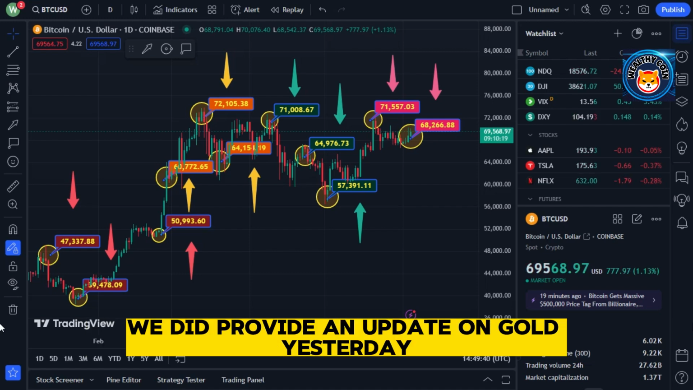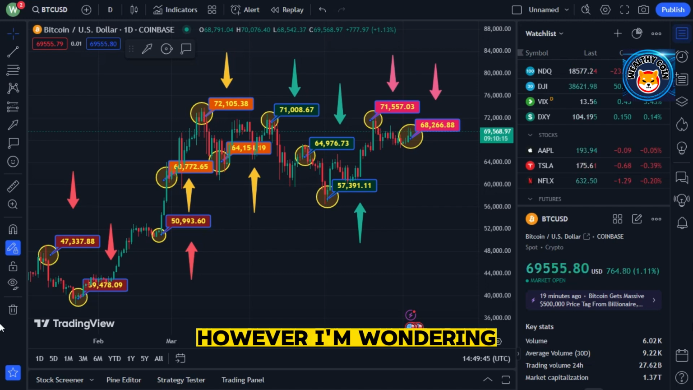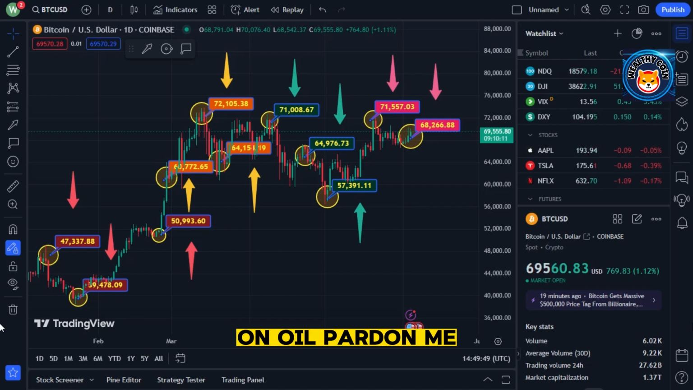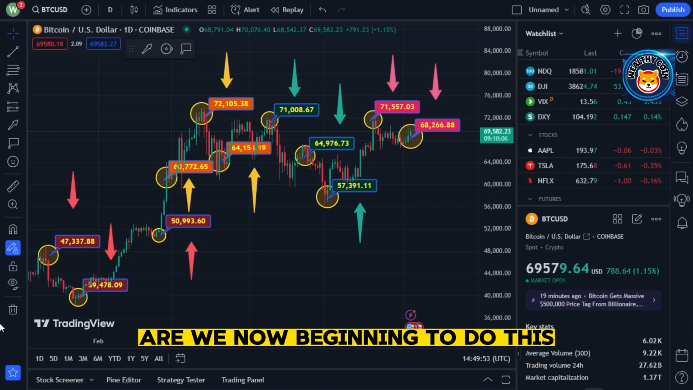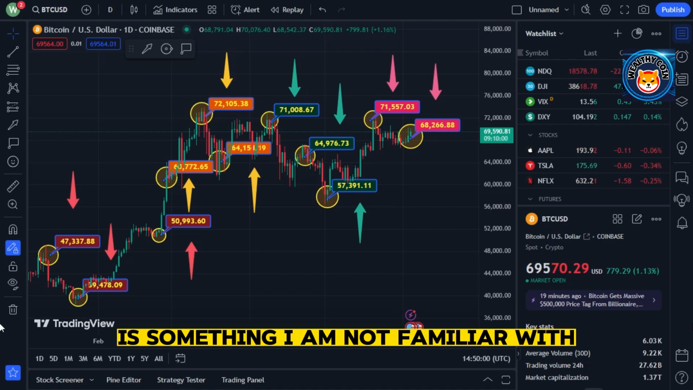line. You may have seen that we did provide an update on gold yesterday. Today, we are also up somewhat. However, I'm wondering if this is the beginning of bearish consolidation on oil. Pardon me, I'm on gold. What I mean is, are we now beginning to do this and remain below this line for a dip, having broken through here? Plus, the likelihood of that happening is something I am not familiar with.